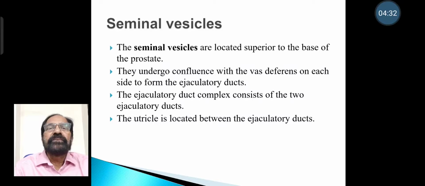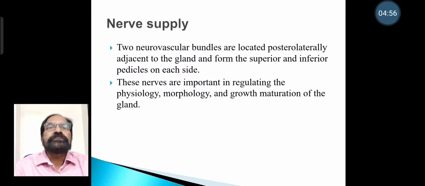Seminal vesicles. Seminal vesicles are located superior to the base of the prostate. They undergo confluence with the vas deferens on each side to form ejaculatory ducts. Ejaculatory duct complex consists of two ejaculatory ducts. The utricle is located between the ejaculatory ducts. Nerve supply. Two neurovascular bundles are located posterolaterally adjacent to the gland and form superior and inferior pedicles on each side.